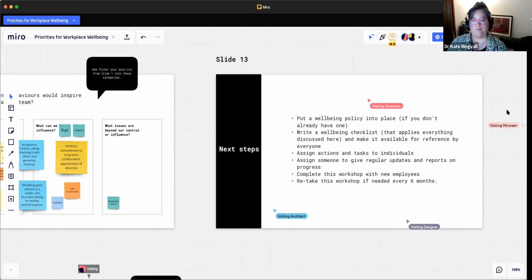And it's really important to assign actions and tasks to individuals. But probably more important than that is find a champion in your organization who will take this on as something that they will champion at every opportunity, and make sure that things that you want to happen actually happen. It's also really important to assign someone to give regular updates and reports on progress to either management meetings or committees, or work groups that you have. And it's really important to have everyone go through a workshop similar to this as regularly as possible.